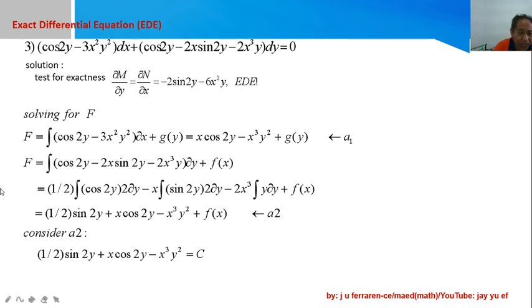So, we have that 1/2 because there is 2 inserted. 1/2 times 2 is 1. What is the integral of cosine u? The integral of which is sine u. So, 1/2 sine 2y, where your u is 2y. Here, what is the integral of sine? That is negative cosine. So, that makes the term as plus. Plus x cosine 2y. Then x cubed y squared over 2... so, 2 is out. So, x cubed y squared. Plus the unknown function in x.